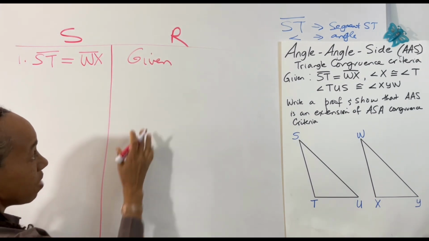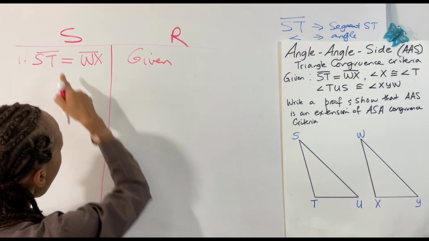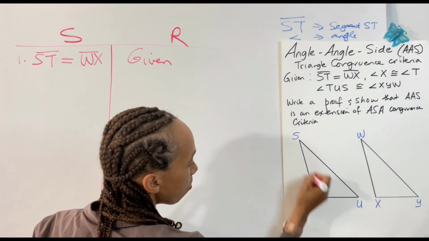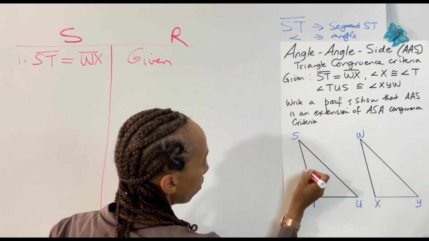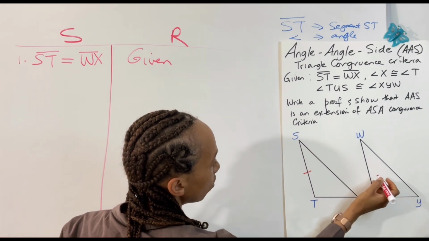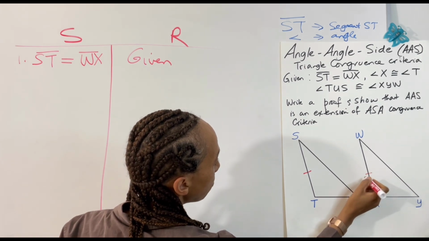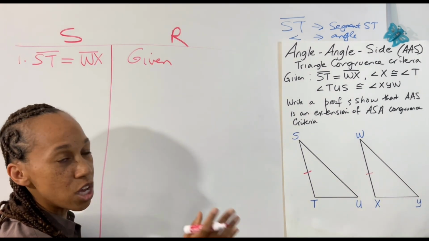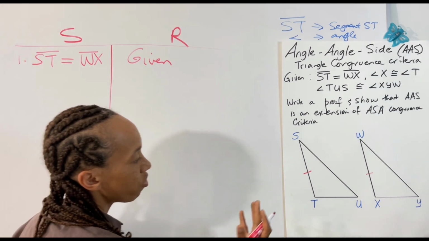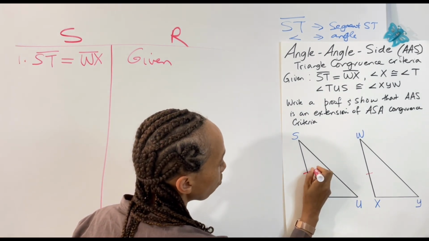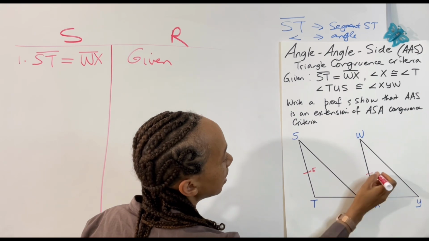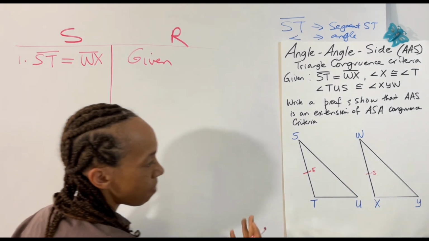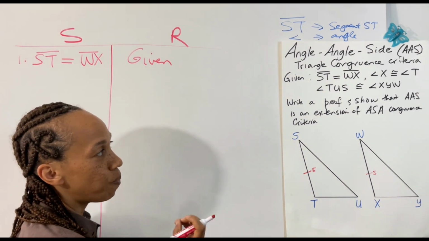Now for that given, you can mark it off on your diagram. So ST is going to be congruent to WX, and you mark it that way because you want to denote it on your diagram. So you can literally see it, and you can put S right here and S right here. I always tell my students do that. If it's an angle, you put A.